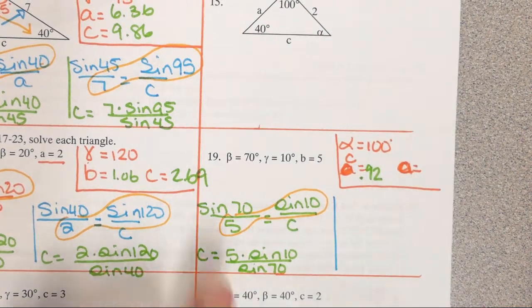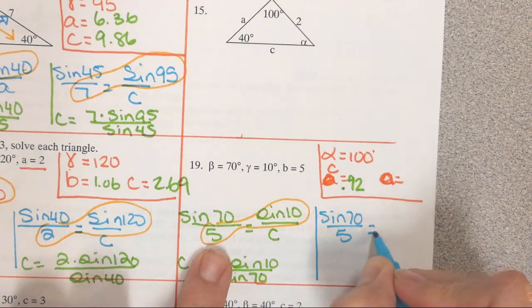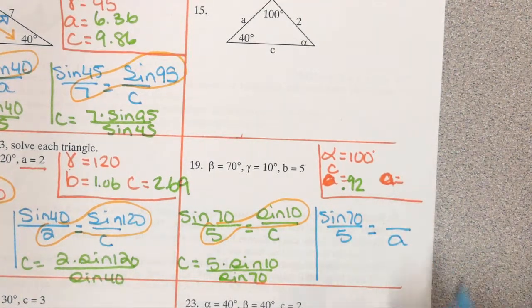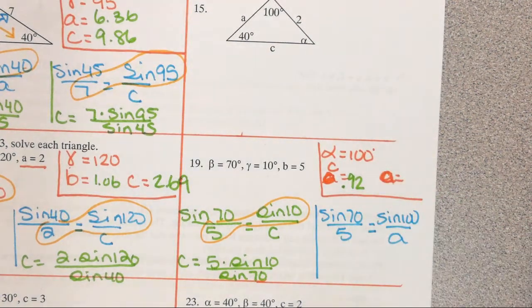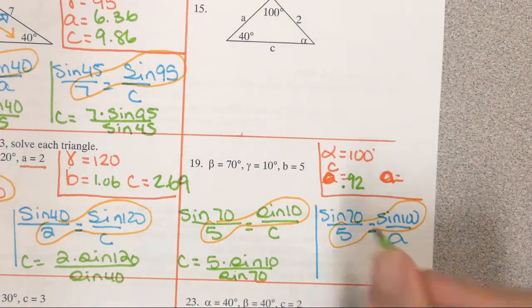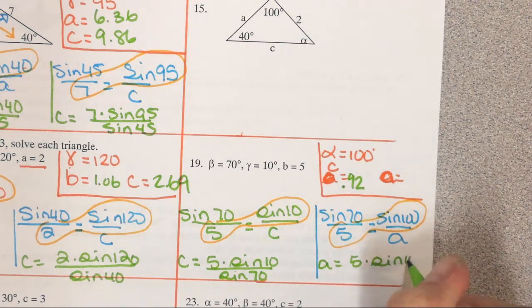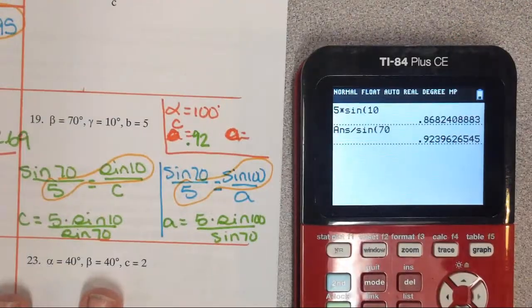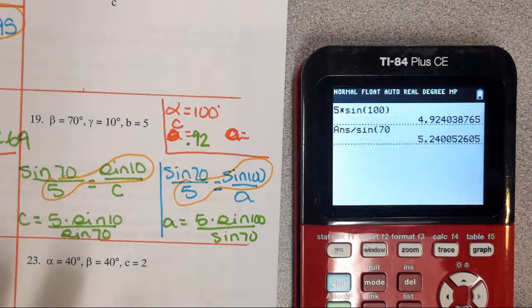Let's go find A. We're going to start off the same way again. Sine of 70 over 5 equals A on the bottom, and A always goes with alpha, and I know alpha is 100. Again, I'm going to circle the two that have numbers that are diagonal and divide by the one I didn't circle. So A is going to equal 5 times sine of 100 divided by sine of 70. Okay, 5 times sine of 100, enter, divided by sine of 70, 5.24.